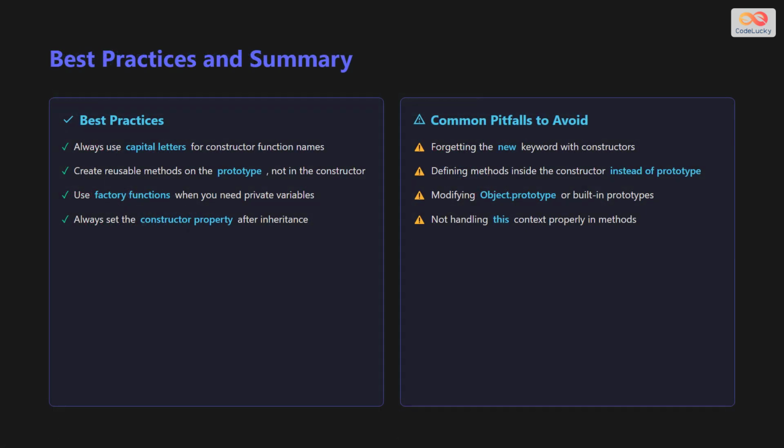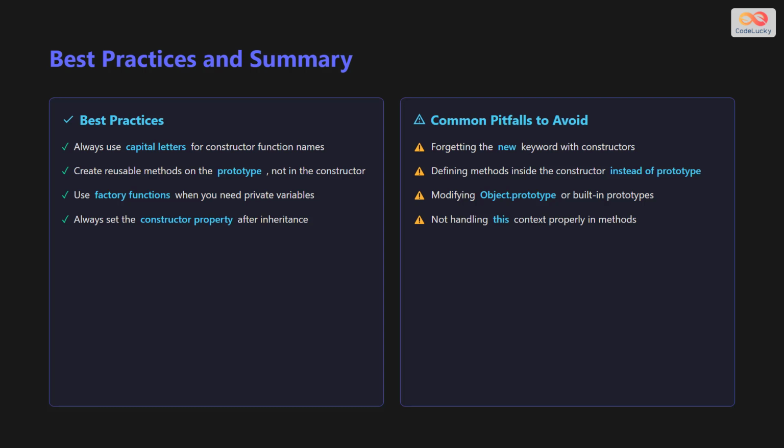When working with object constructors in JavaScript, always use capital letters for constructor function names. Create reusable methods on the prototype instead of defining them directly inside the constructor. Consider using factory functions when you need private variables, and always set the constructor property after inheritance.